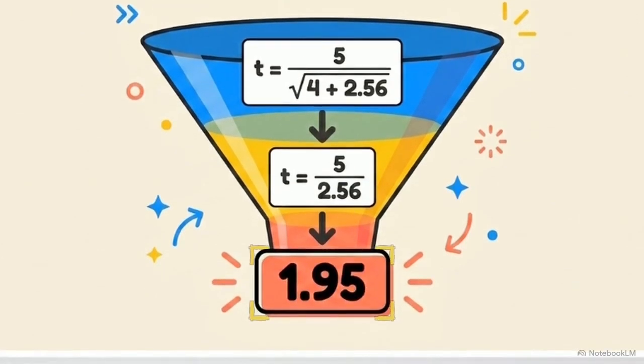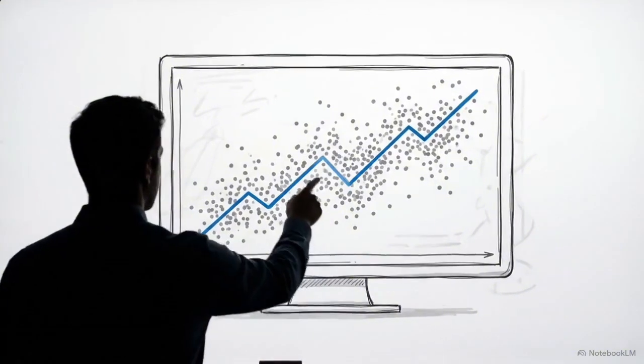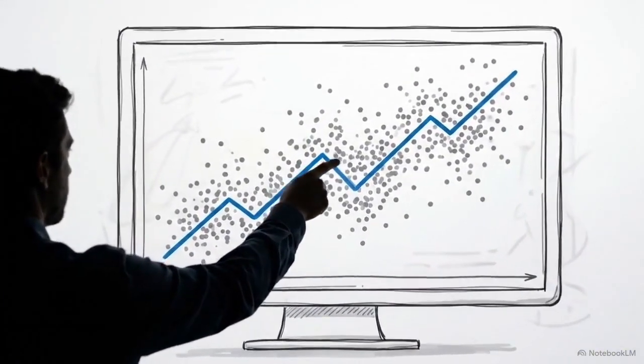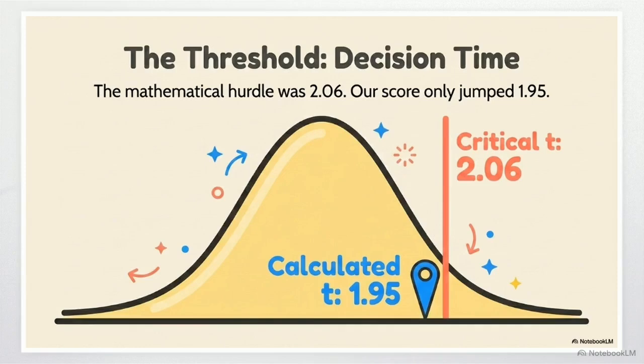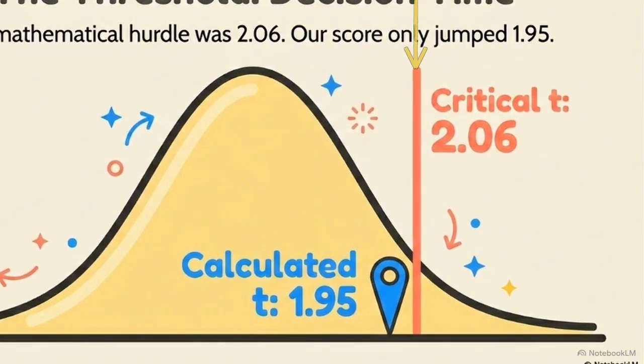This graphic reveals the mathematical result of running this specific data through the formula. The process outputs a calculated t-score of 1.95. This calculated score is the single metric that determines if the signal is loud enough to overcome the background noise. This chart displays the critical threshold. To achieve our required 95% confidence, our score must cross this strict numerical boundary, set here at 2.06.